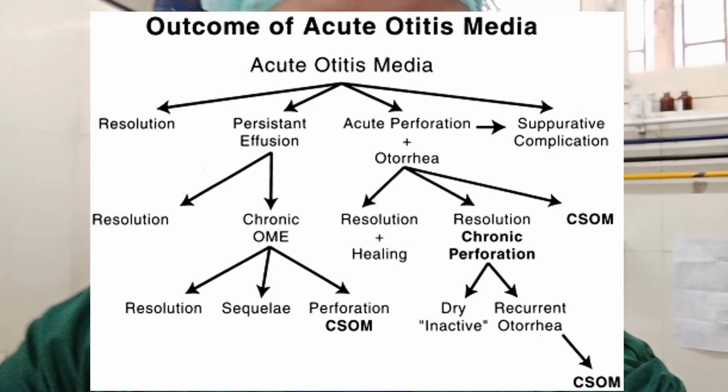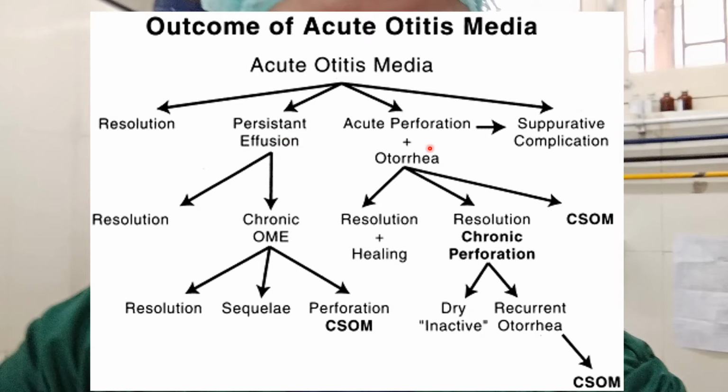Remember how CSOM begins. It begins very early as acute otitis media. If it is treated in a good way, there is resolution of acute otitis media. But if there is persistent effusion, fluid in the middle layer, and the fluid resolves, nothing further will happen. But if this persistent effusion leads to chronic otitis media with effusion, it may again resolve at this level, and there may be sequelae, or there may be perforation. If there is perforation, it will lead to CSOM.